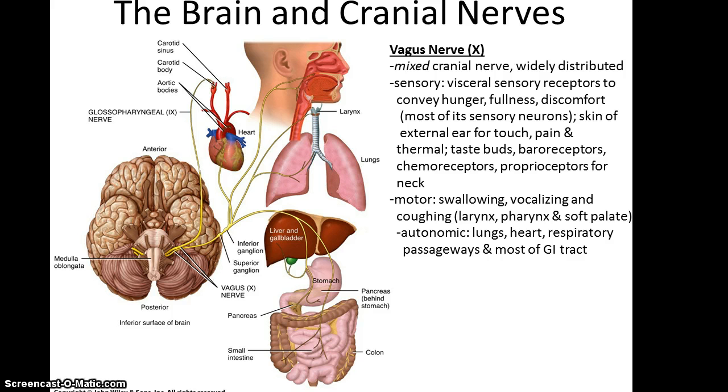Then there's the vagus nerve. This is a cranial nerve that is mixed, has both sensory and motor functions. It is the only cranial nerve that sends signals down into the trunk of the body to the visceral organs there. It is important for visceral sensory sensations such as hunger, fullness, discomfort.